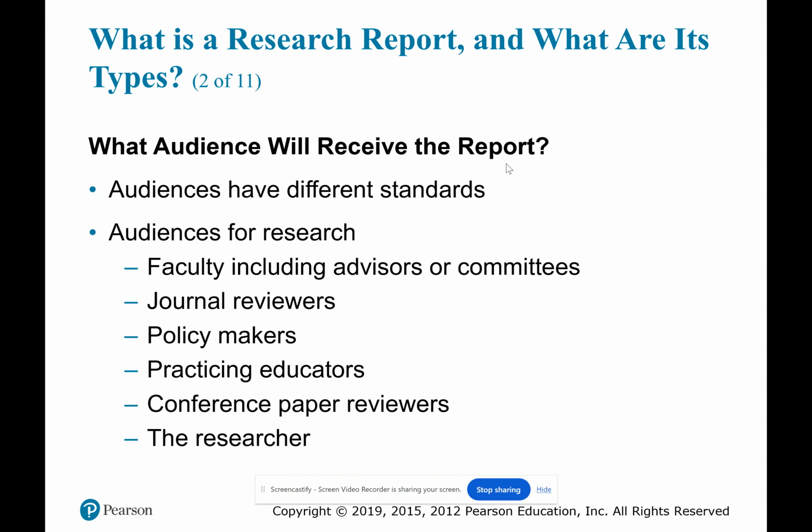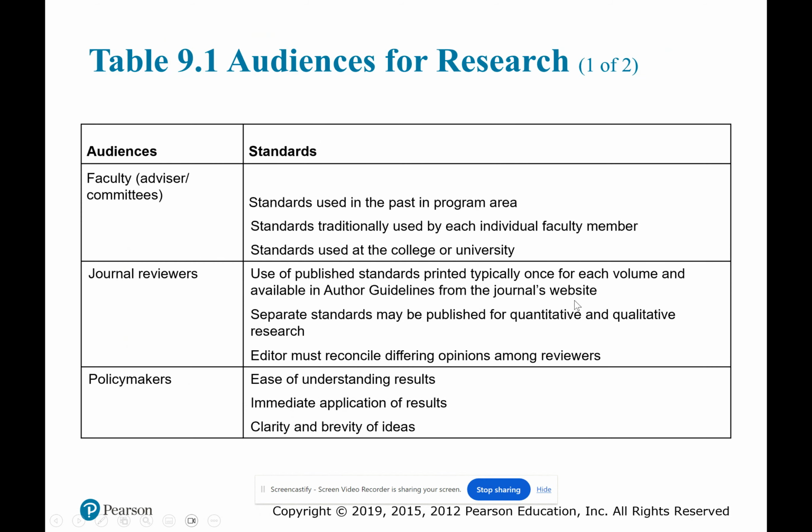So when writing a research report, you have to write for your audience. And you're going to see your forum post this week is about that. There are different audiences and they're going to have different standards. So here are some examples of the different audiences. You can have journal reviewers, policymakers, faculty members, the researcher itself. So those are there for you to read.